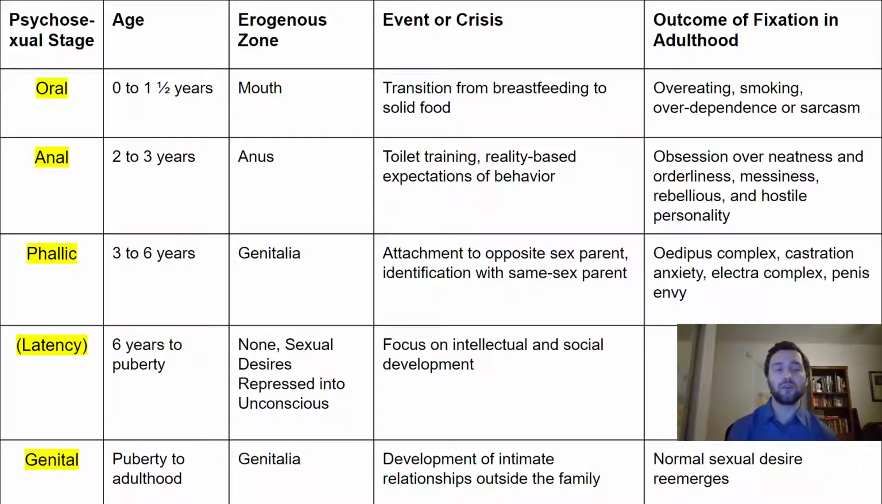Once we get to puberty, we get to the genital stage. The genital stage starts at puberty and goes on into adulthood. Our erogenous zone is, again, the genitalia. The event or crisis is the development of intimate relationships outside of the family, and the outcome of fixation in this stage is normal sexual desire reemerging. Okay, that's the outcome here.